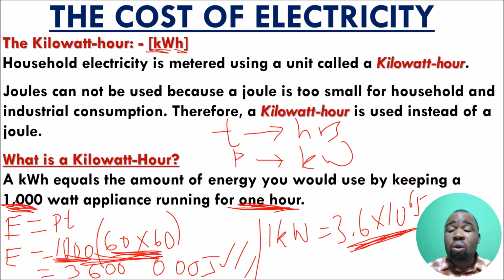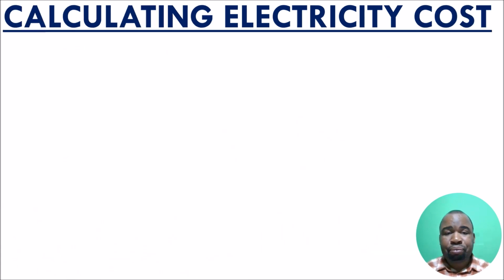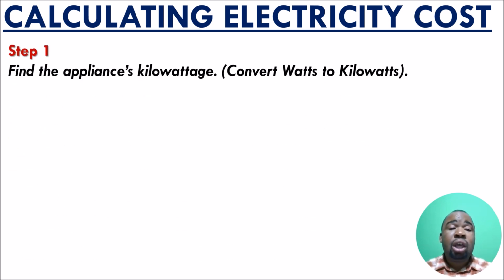Let's calculate the cost of electricity. How then do we calculate the cost of electricity, since we now know a kilowatt hour? When you're calculating the cost of electricity, there are three basic steps you need to go through. The first thing you need to do is to convert all power ratings to kilowatts. If a gadget is rated in watts, the first thing you need to do is to convert it to kilowatts. We need to find the kilowattage for each gadget.